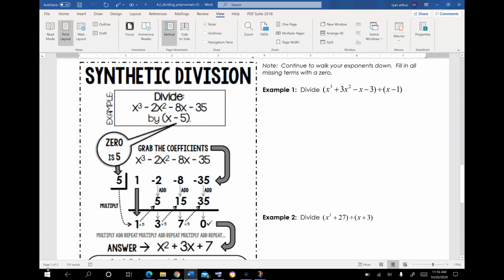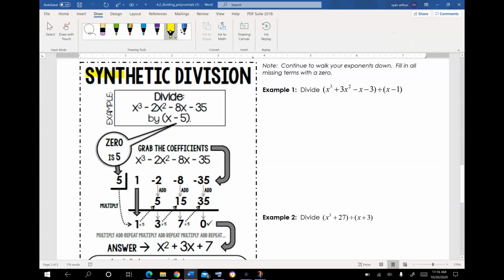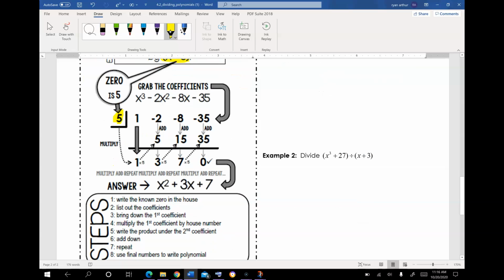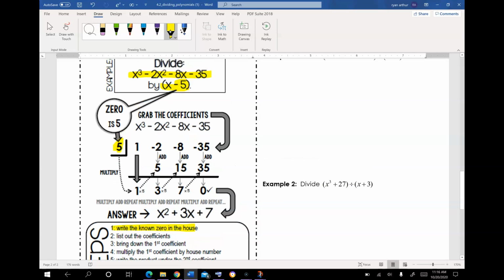Here are your steps. Right here is a little guided image. It says I want to take this polynomial and divide it by this polynomial. And this is how we use synthetic division. If you notice, it went from -5 to +5. So step 1 says write the known 0 in the house. Well, this is what I know. You have to change its sign, so I didn't write -5, I wrote +5.